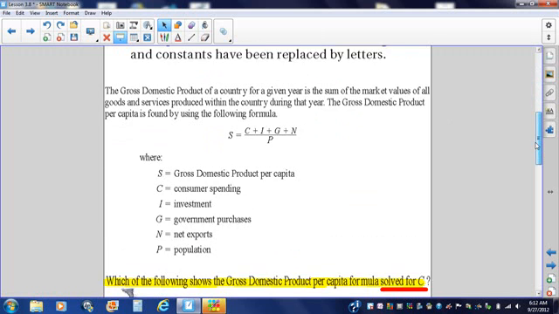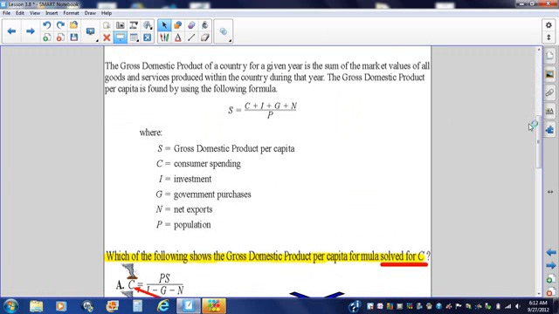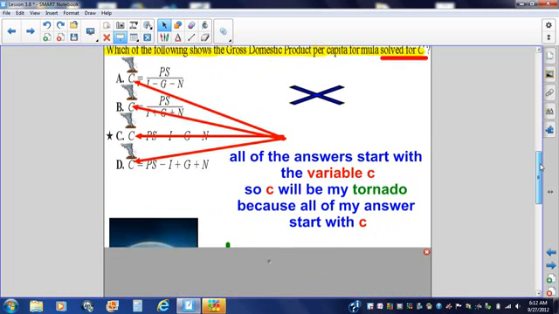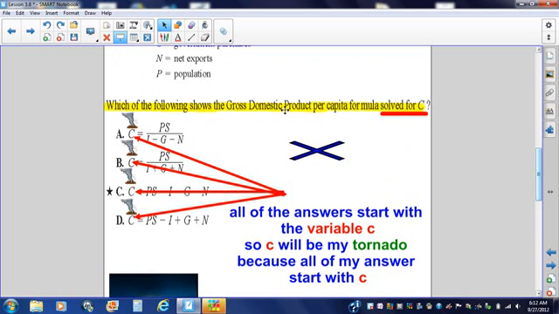All right, so let's take a look at a problem here. The gross domestic product of a country for a given year is the sum of the market values of all goods and services produced within the country during that year. The gross domestic product per capita is found by using the following formula. Remember, this is going to be a literal equation. Coefficients and constants have been replaced by lots of letters or variables. They tell me what S, C, I, G, N, and P all equal. Here is the important stuff. The question says, which of the following shows the gross domestic product per capita formula solved for C? So they told me that they want to solve for the letter C.